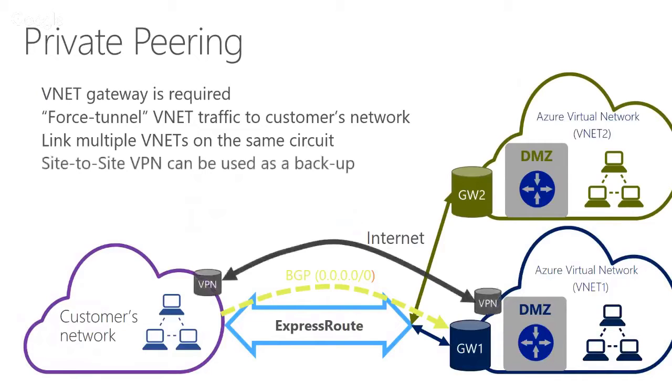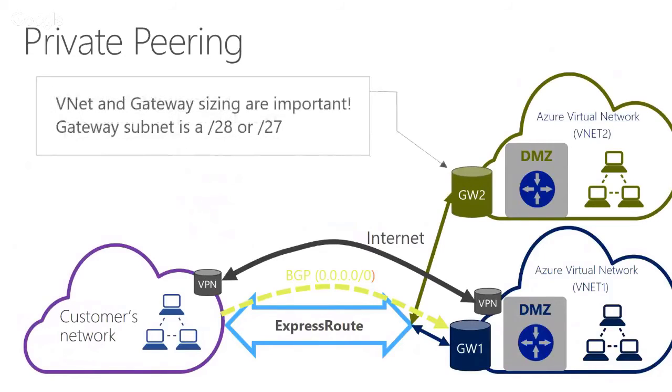And then, of course, if you still want to, you can still use a site-to-site VPN as a backup line for non-crucial workloads, for instance, that you can still route traffic that way if you think it's not vital in your setup. So that's private peering.